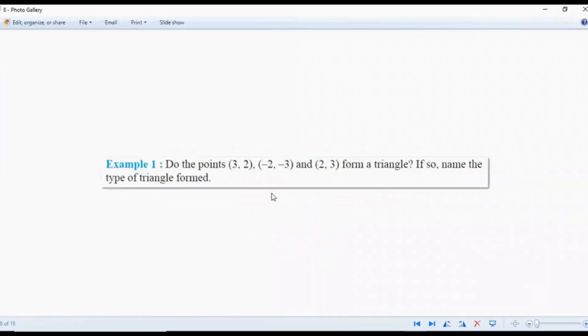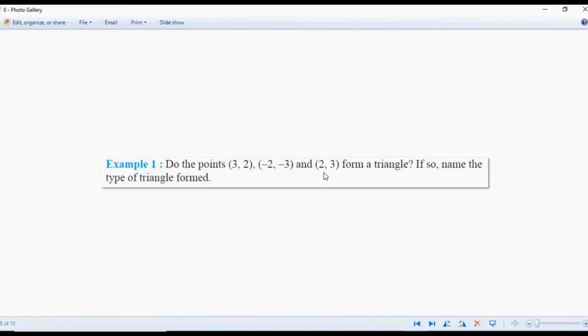Okay. So now we move to the first question to solve using this idea, the distance formula. Do the points form a triangle? If so, name the type of triangle formed. So 3 points on a plane are given: (3, 2), (-2, -3) and (2, 3). And we want to check whether the distances between these 3 points form a triangle, and if so, is this any special type of triangle? We want to give a name.